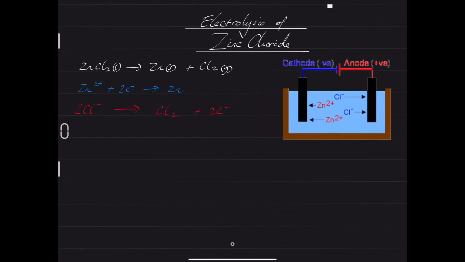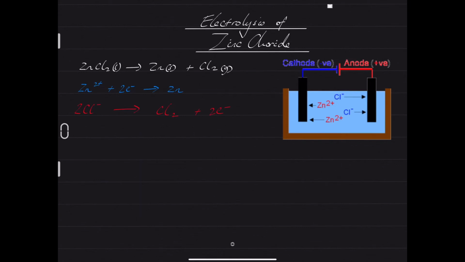This is because at the electrode, we are having oxidation. So at the anode, oxidation is taking place. Oxidation is loss of electrons. And at the cathode, we are having reduction, which is gain of electrons. If we look here carefully at our ionic half equations, we can see this being represented.